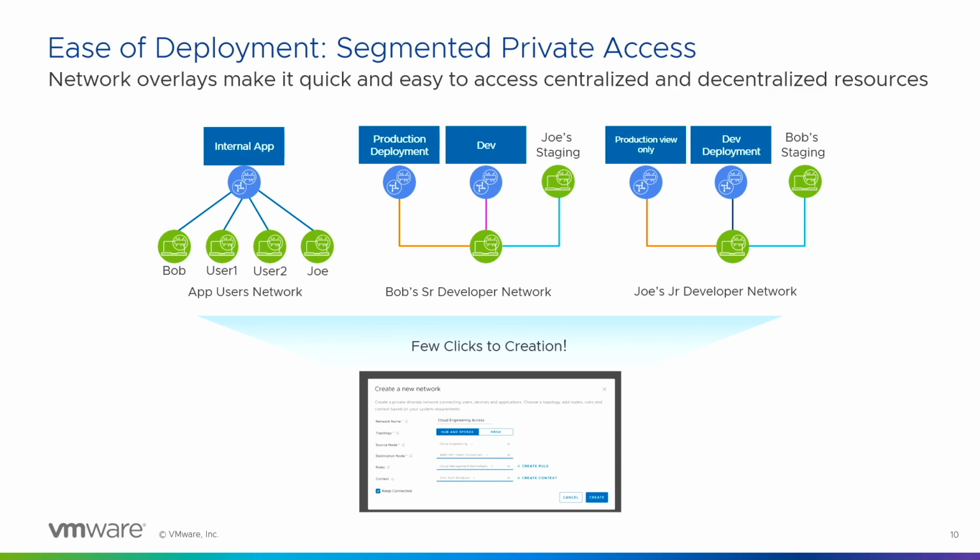So we have really flexible ways to deploy these, and of course everything gets inherited. If Bob is a member of multiple groups, Bob will get access to the app, the internal app, plus his network and whatever else he's granted. This is all done through creation. We call them networks within the group itself, within the portal itself. And it's a few clicks to creation.